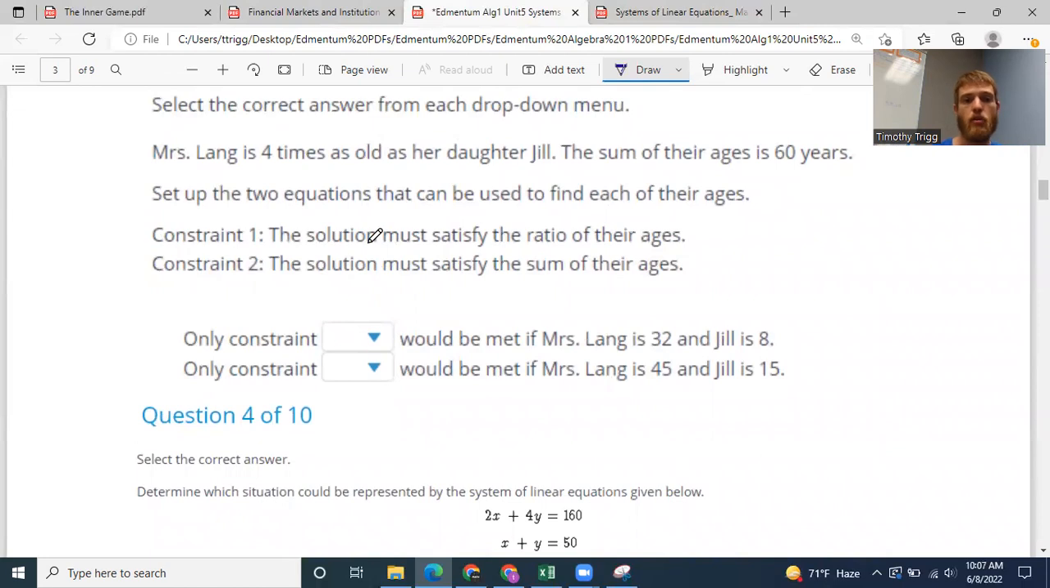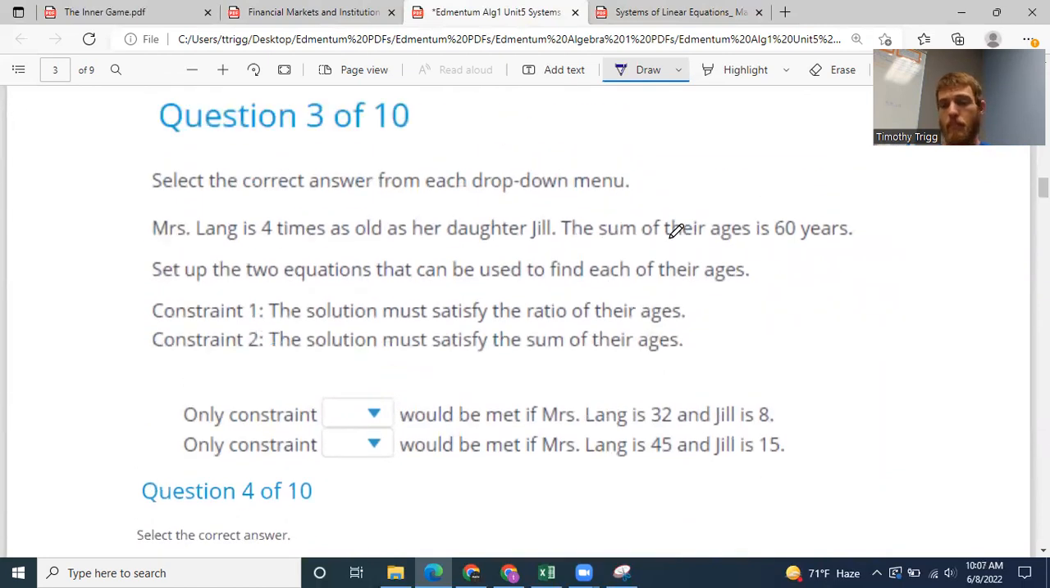Mrs. Lang is 4 times as old as her daughter, Jill. The sum of their ages is 60 years. So in other words, when you add their ages, it's 60 years old. Set up the 2 equations that can be used to find each of their ages.